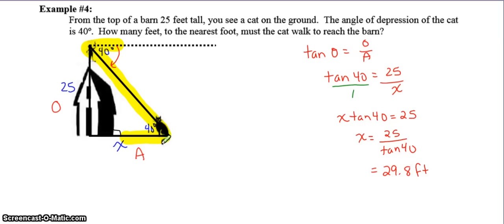And we're trying to figure out how many feet the cat must walk to reach the barn. So that's going to be this distance right here. So we are trying to figure out the adjacent. We know the opposite. So that's going to be using the tan formula. Substitute in what you know, cross multiply.